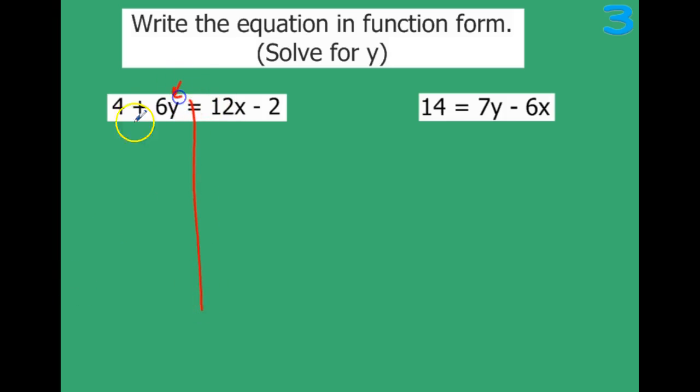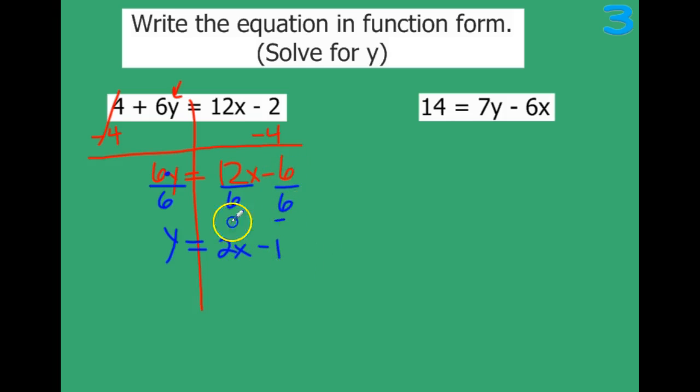We want y by itself, so get rid of your addition and subtraction first. I'm going to subtract 4. And I'm putting it underneath the negative 2 because those are both just numbers. 12x, and they're all negative, so negative 6. And then the opposite of multiplying by 6 is dividing by 6. 12 divided by 6 is 2x, and minus 6 over 6, which is 1.